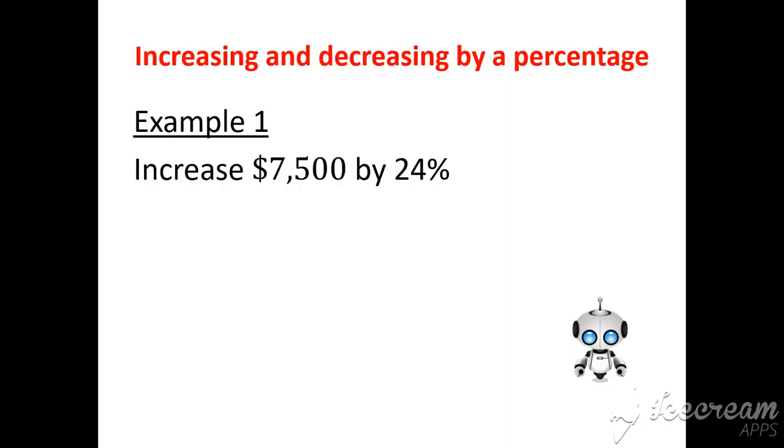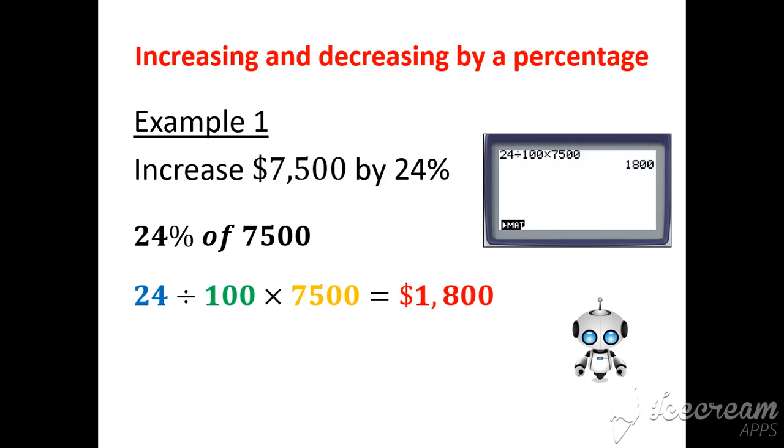Right, before we get into the new technique, let's look at the technique we looked at in the last video. How would I increase $7,500 by 24%? Well, the first thing we taught you to do was to find 24% of 7,500. Percent means out of 100, so we divided 24 by 100, and then of means to multiply, so we multiplied it by 7,500. That gave us $1,800, and because we were asked to increase, we then added 7,500 plus the 1,800 to get the answer of $9,300.